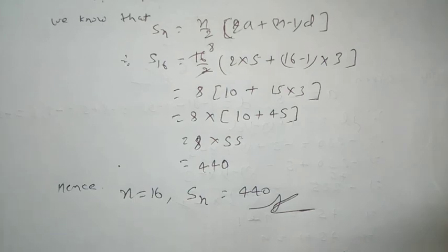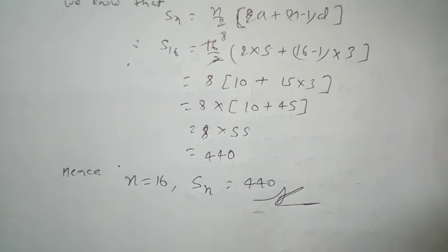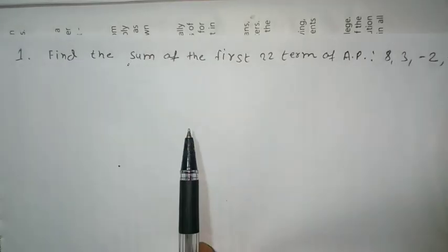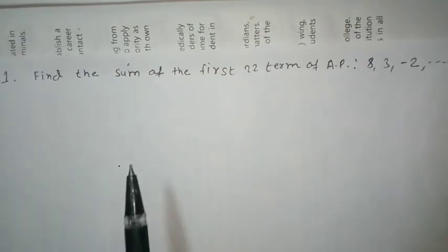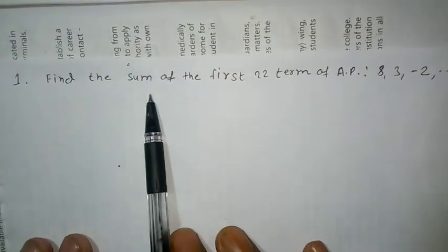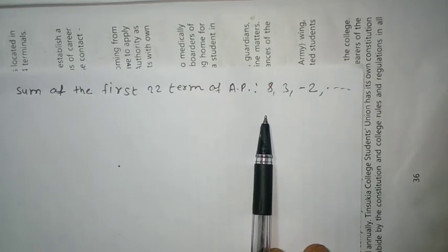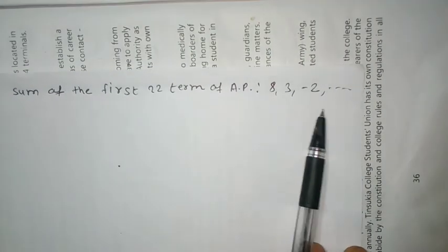Now I am giving you a question for practice. Okay, now I am giving only one question for your practice. The question is, find the sum of the first 22 terms of the AP 8, 3, minus 2, dot dot dot. Okay, that's all. Thank you.